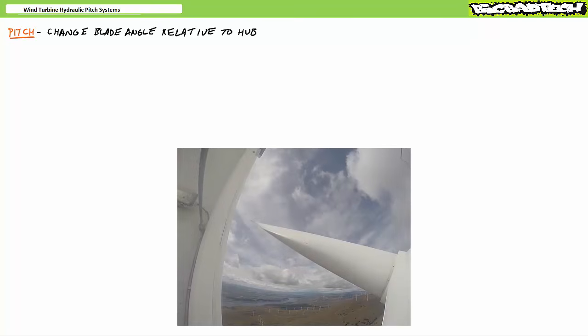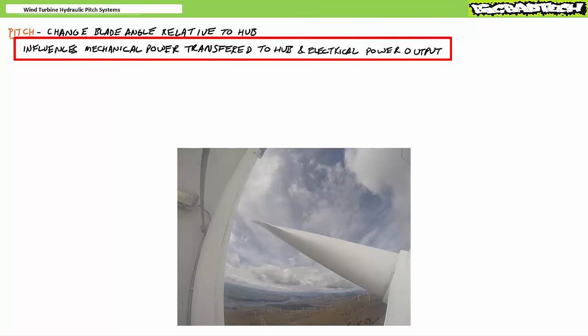This being said, you should find some commonalities between the simplified hydraulic pitch system as presented in this lecture and most modern industrial wind turbines. Let us begin. Viewers will recall that the act of pitching rotates the blades relative to the hub, which changes the shape of the airfoil exposed to moving wind, thus influencing the amount of mechanical power transferred to the main shaft, thus influencing the electrical power output by the generator.